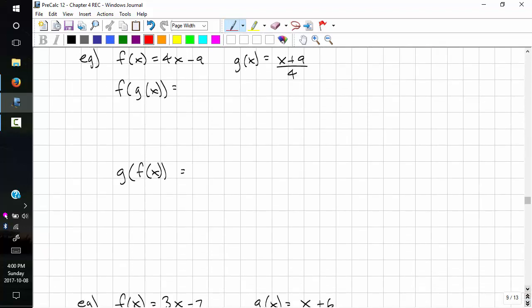Let's look at some examples. So f of g of x, so we're doing f of g, that's x plus 9 over 4. And this becomes 4 from there: x plus 9 over 4 minus 9. Because this is one term, we can cancel this out. So we're left with x plus 9 minus 9, and that's equal to x. So f and g are inverses.